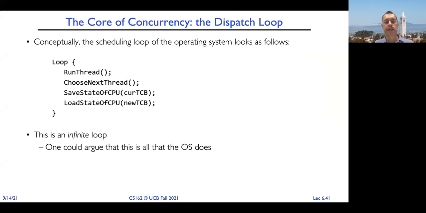And the core of concurrency is this dispatch loop. You run the thread, choose the next thread, save the state. This is written in terms of threads, but this is exactly what the loop in the kernel is doing. You run the current thread, then when that thread terminates or is interrupted because of a timer and so forth, you choose the next thread from the queue. You save the state of the current thread, and you load the state of the new thread, and now you run the new thread. This is an infinite loop. You never stop.